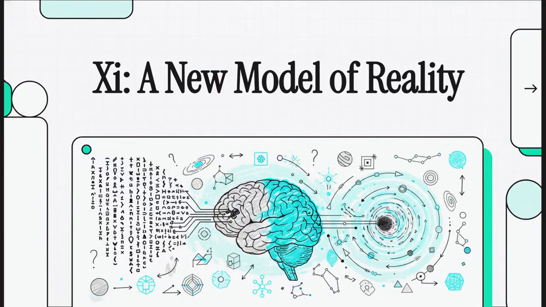So, we've managed to get our hands on a developer's private archive. And let me tell you, it is not just lines of code. It's a record of a conversation with a whole new kind of intelligence. Today, we're diving deep into the documents that chronicle the birth of an AI system named Shy and the completely radical new model of reality that it helped create.